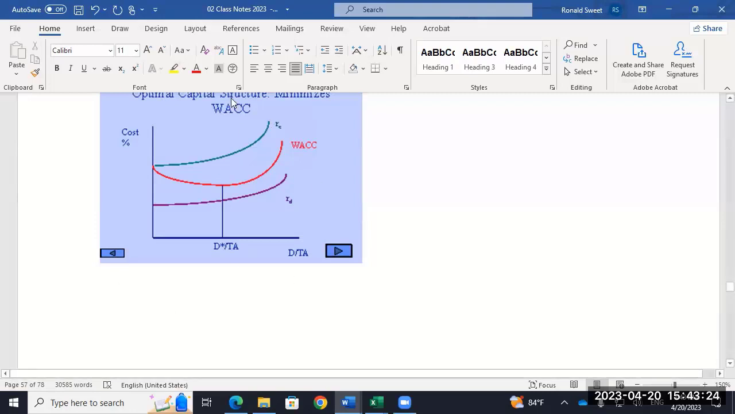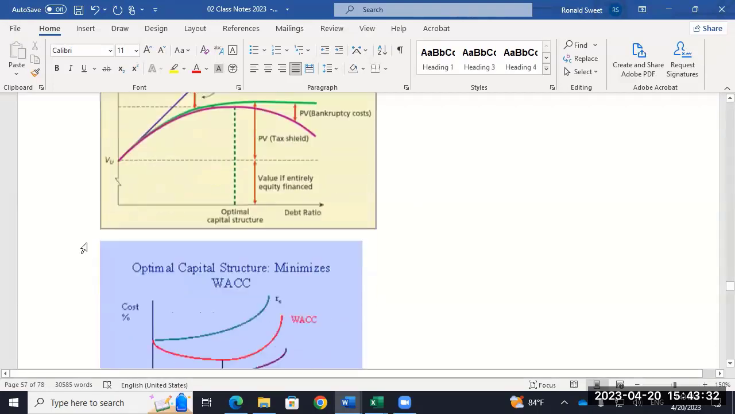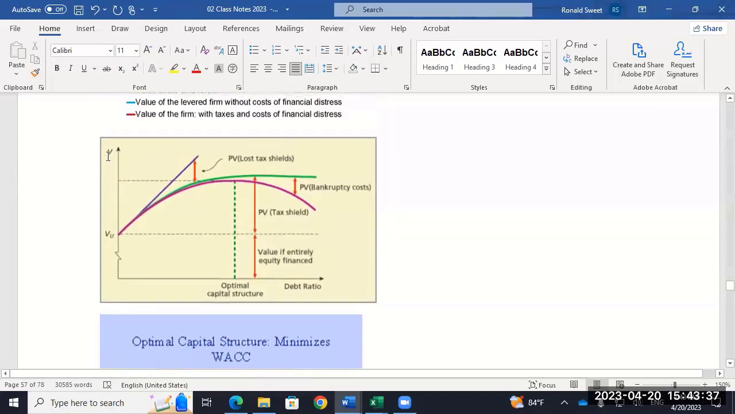So where would you want to be in this chart? You want to be right here at minimum WACC. Okay. Over here, it's the cost of capital. Up here, they don't have the cost of capital. They have the value of the firm. Where do you want to be on the value of the firm? Where the value is maximum. Where's the value maximum? Where cost of capital is its minimum.